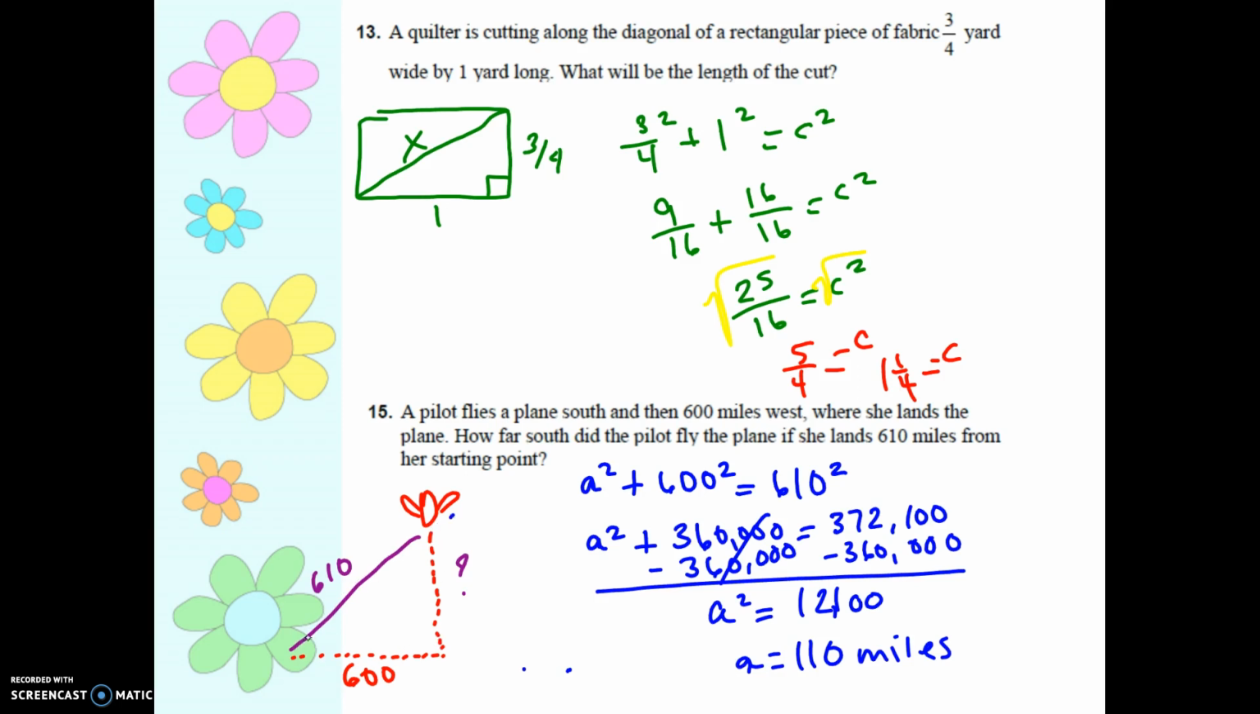So there's our triangle, right? We have our right angle here, our hypotenuse is here, and then we're missing, in this case, the A. Up until now, we've been missing the C. It doesn't really matter which one you're missing, but that's going to be your variable, is one of your legs. So when we plug it in, they're pretty big numbers, but they have roots that are perfect squares. So 600 squared, 610 squared, and you end up with A squared equals 12,100, which gives you 110 miles. It's how far she flew south.